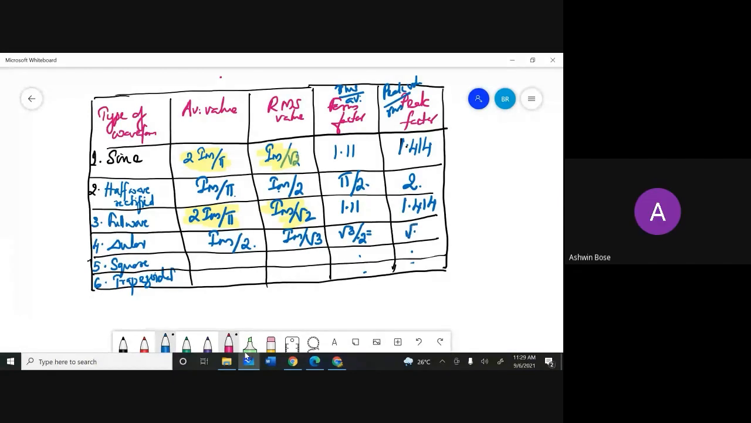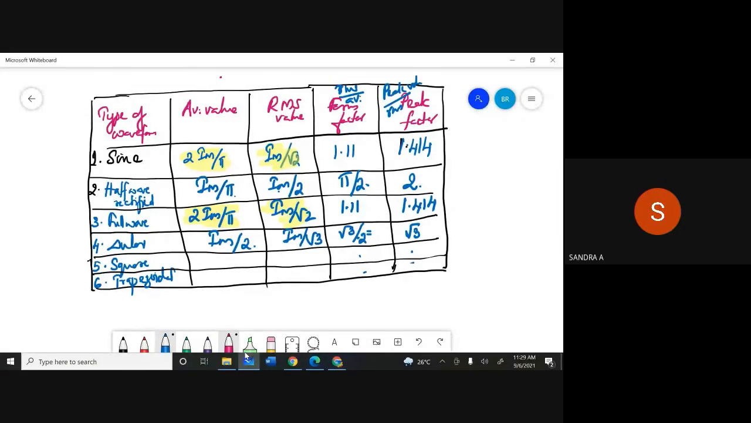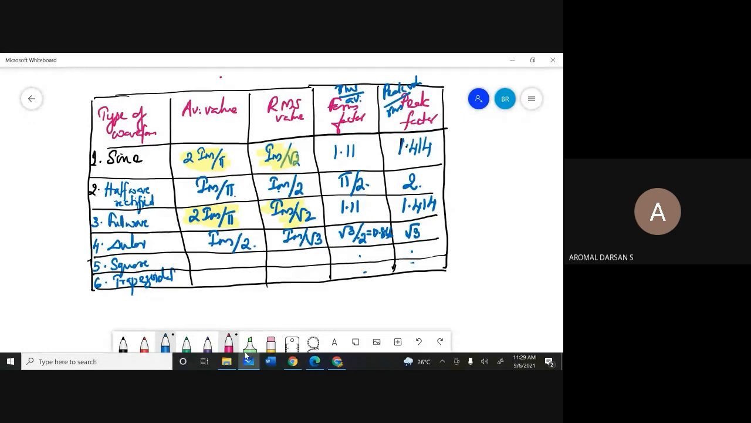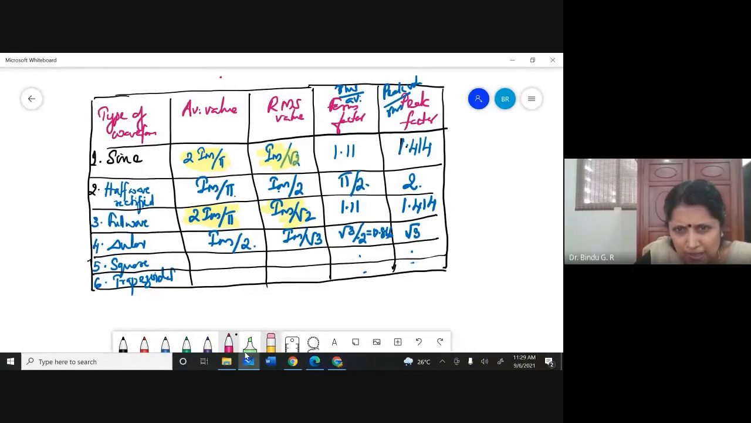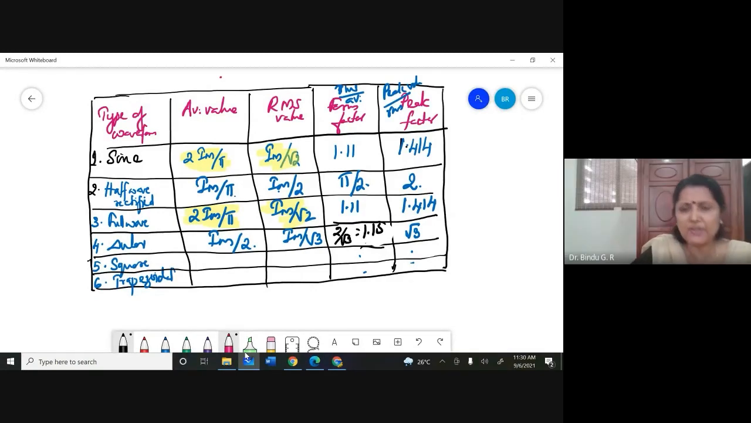Root 3. Root 3 by 2? Anyone? Someone is here? 0.866. Root 3 by 2 is 0.866. Ma'am, isn't it 2 by root 3? 2 by root 3, right. How much does 2 by root 3 come to? I just wanted to tell you something else: when I got the value, it doesn't click in that way. 2 by root 3 is 1.15. Correct, that is the correct value.